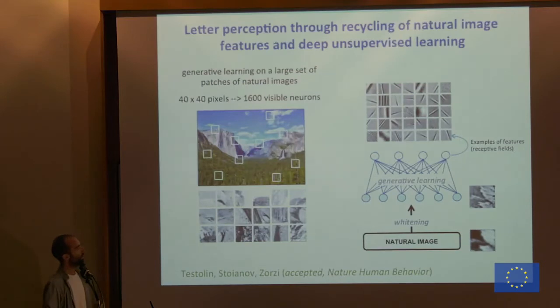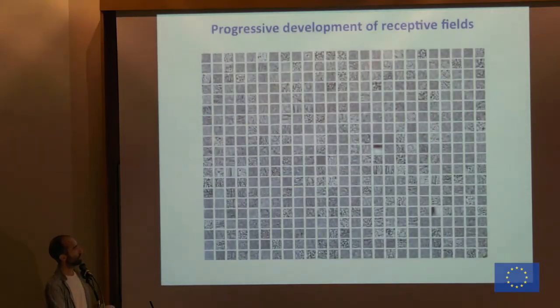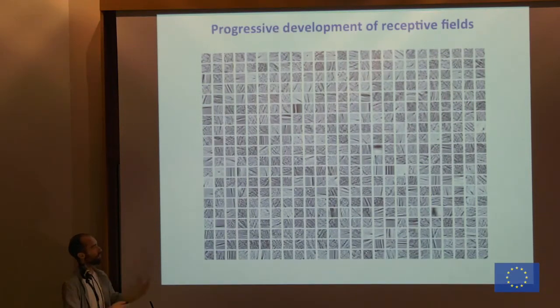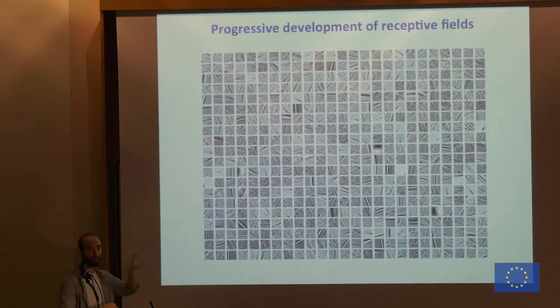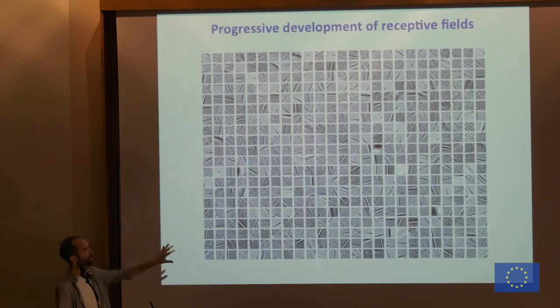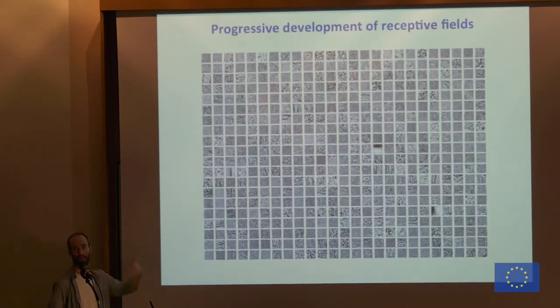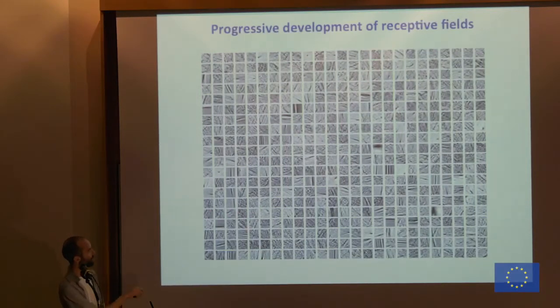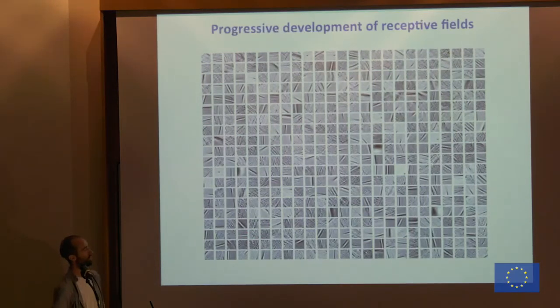But then what we've been doing, the progressive development of these receptive fields. So you see at the beginning they are completely random, but during learning they become more and more specialized to some type of features. So this is how the network is progressing with experience. Each square is a different hidden neuron, and each hidden neuron is picking up a different feature from the input training data set.